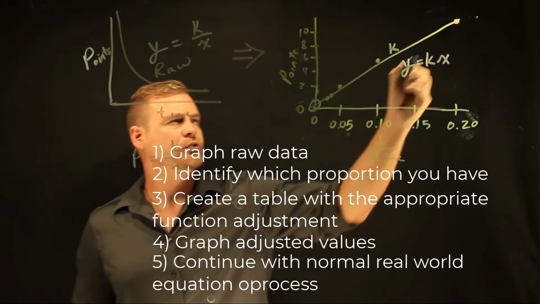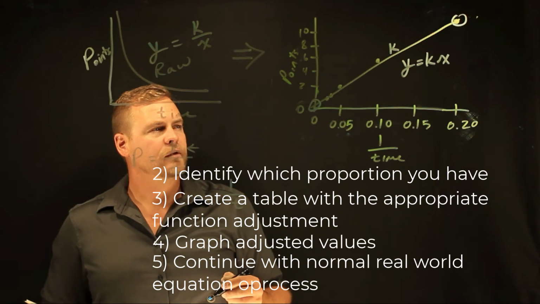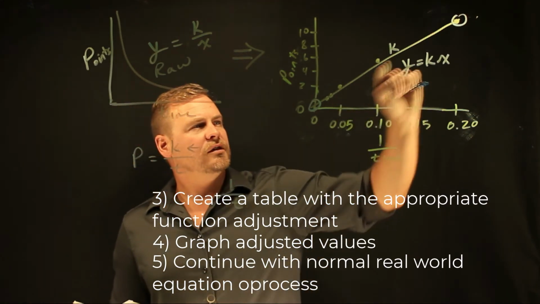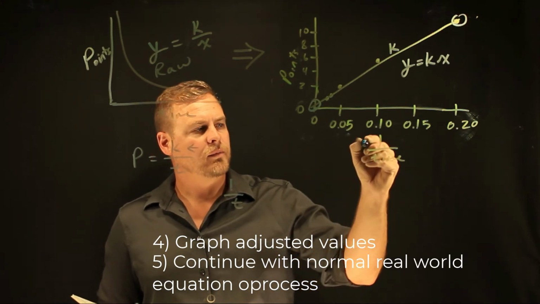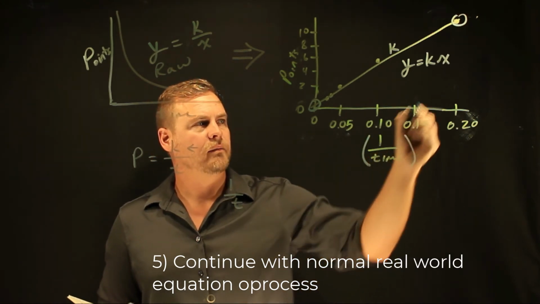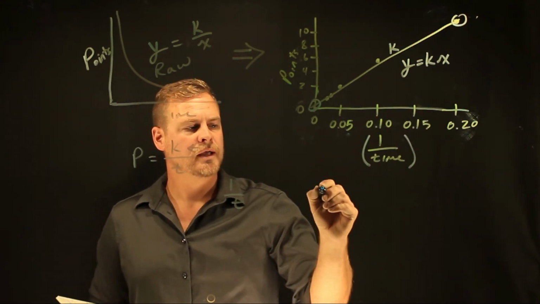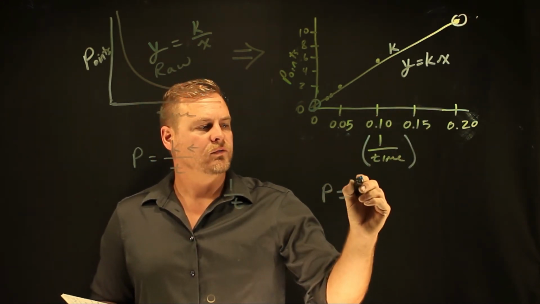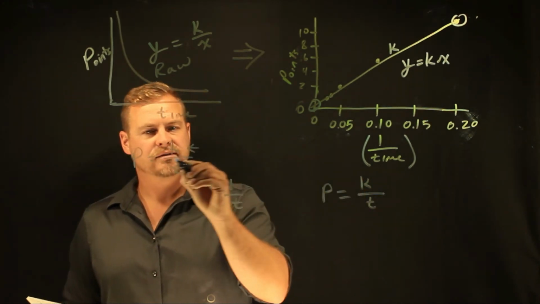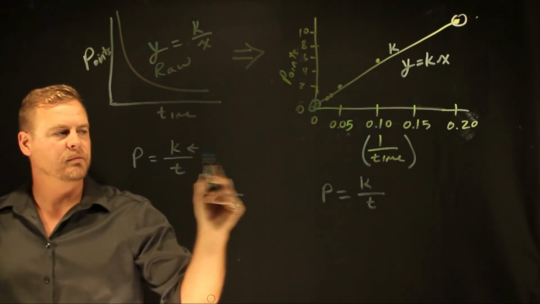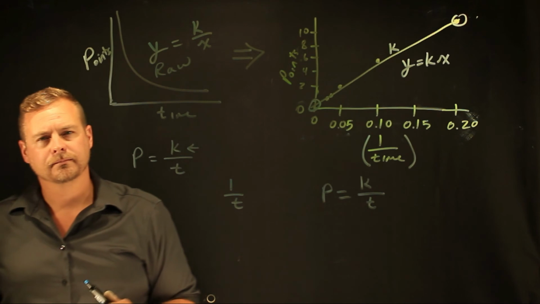I'd solve this in the traditional method. I would find 2 cross points, find my rise over run, and then solve for k. Now, this linear line takes the form of y equals kx, but you got to remember that I've got 1 over time as my x value, and so when I put this into a real-world equation, my points are equal to k over time, which is the exact same formula that I had before, only now I can solve for k.